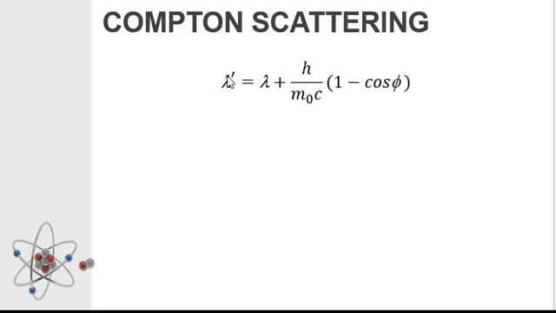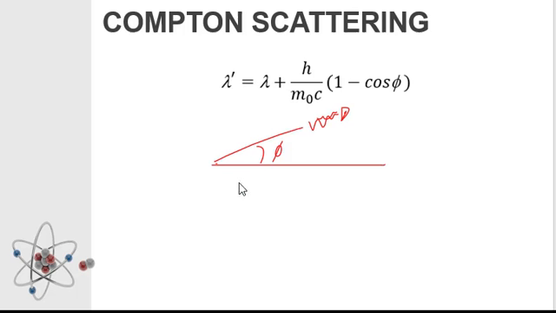You have here the final wavelength is equal to the initial wavelength plus Planck's constant divided by the rest mass times the speed of light, then multiplied by 1 minus cosine phi. What is this angle? This angle is the scattering angle. So you have here the photons, and then this is your angle phi. So the change in the wavelength will be dependent on this angle.